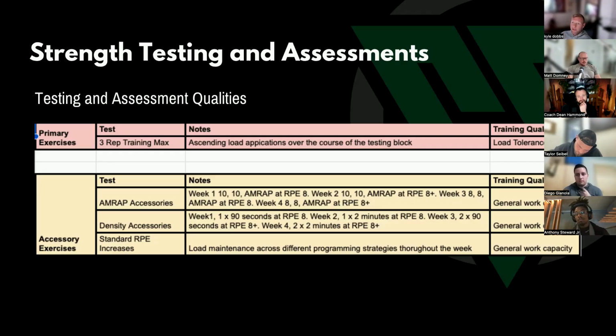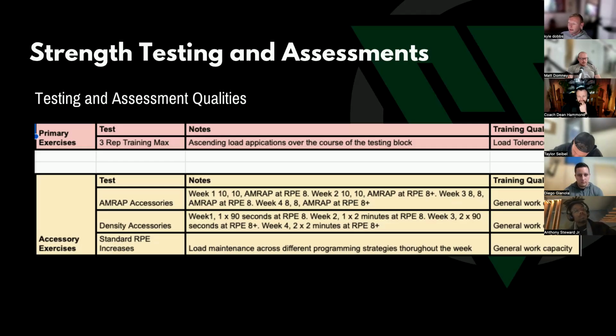And basically what I look at there is if the person gets 150% of the rep assignment in the first 2, like if they did 10-10-15 or over, at that point we definitely can increase their load 5 to 10% the next week and let them go. I'll do the first 2 weeks 10-10 AMRAP 8, then 8 plus, and then weeks 3 and 4 8-8 AMRAP for 8 and 8 plus, just to see what those jumps actually look like and where they're going.